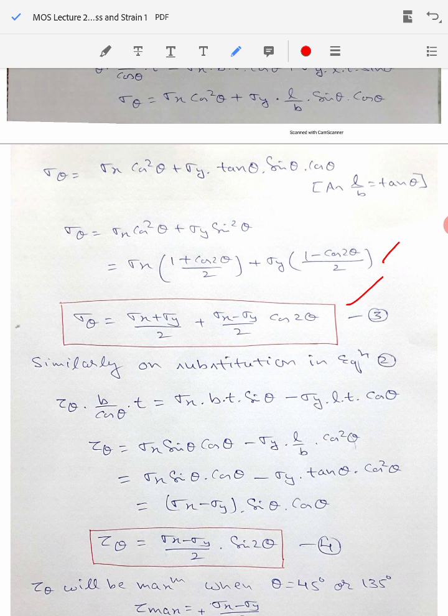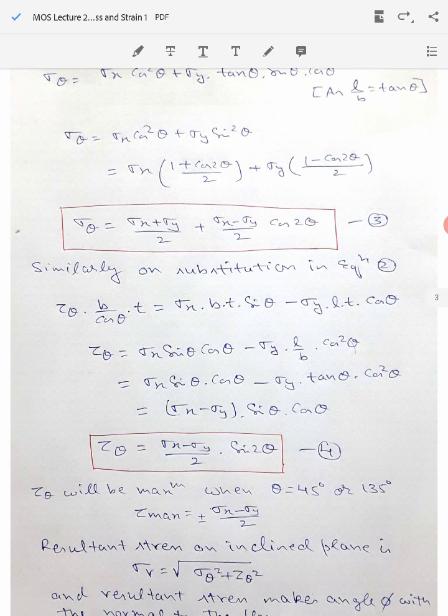Similarly, we can substitute the values of Px, Py, Pn, Pt in the equation 2 in order to get the value of tau theta, and after doing small mathematical manipulation by substituting L by B equal to tan theta, you can get the value of tau theta as sigma x minus sigma y by 2 into sin 2 theta. These are two very important expressions which we'll use frequently in order to solve the numericals on the part.